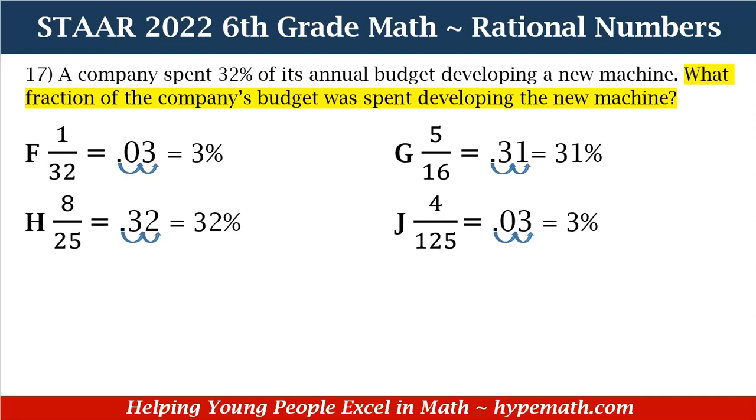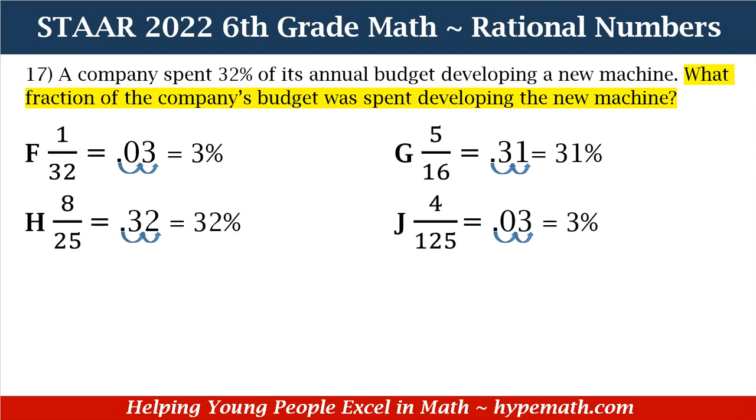For H, 8 over 25 is equal to 0.32. Again, we are going to move our decimal point 2 places to the right and add on our percent sign. That's 32%. And lastly, we have J, 4 over 125. That is equal to 0.03. And we're going to move our decimal point 2 places to the right and add on our percent sign. That is 3%. And that is it.